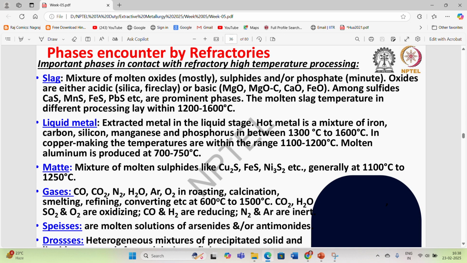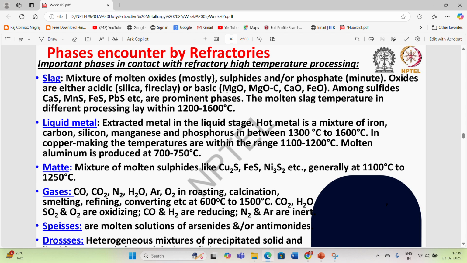So, a mixture of molten oxides, sulfides and or phosphates. Oxides are either acidic or basic, and sulfides are prominent phases of molten slag; temperatures in different processing lie within 1200 to 1600 degrees Celsius. Then there is liquid metal. Extracted metal in the liquid state, hot metal, is a mixture of iron, carbon, silicon, manganese, and phosphorus between 1300 and 1600 degrees Celsius, if we talk about pig iron molten metal. In copper making, the temperature is within the range of 1100 to 1200 degrees Celsius. Molten aluminum is produced at 700 to 750 degrees Celsius.